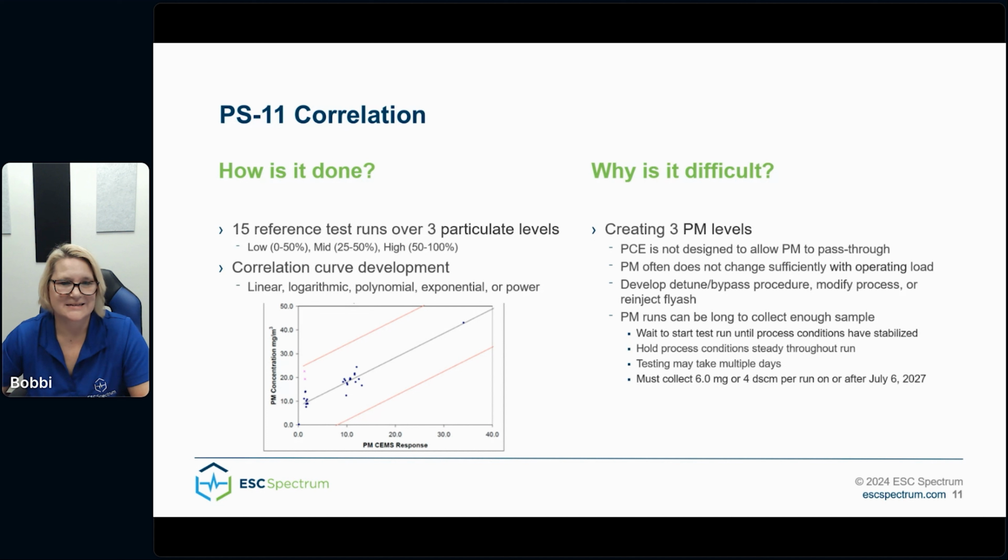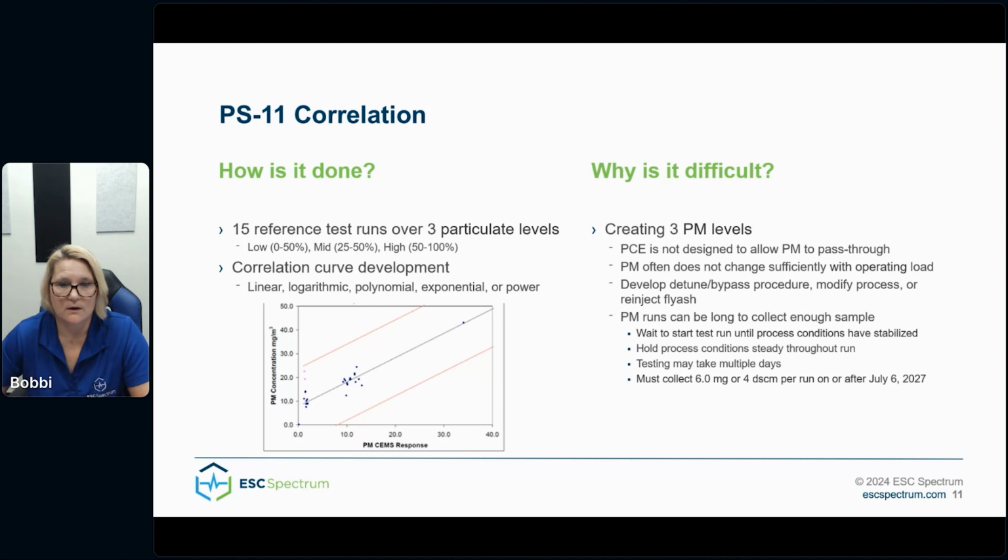So why is it difficult? The difficulty comes from creating the 3 PM levels. First, pollution control equipment is not designed to allow PM to pass through, and PM doesn't change sufficiently with operating load. Therefore, you will need to develop a detuning or bypass procedure or re-inject fly ash.